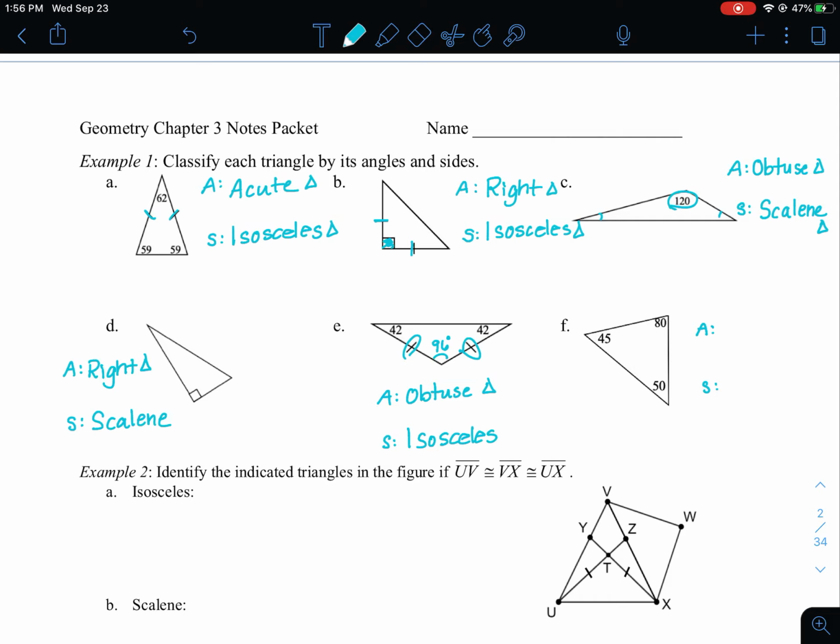All right, and finally, I see 45, 50, and 80. And if you add them all up, we actually get 175, but either way, I apologize. Maybe we can make this one 55. That works out a little bit better, but either way, it's still acute. And then none of the sides are the same, so it is scalene.